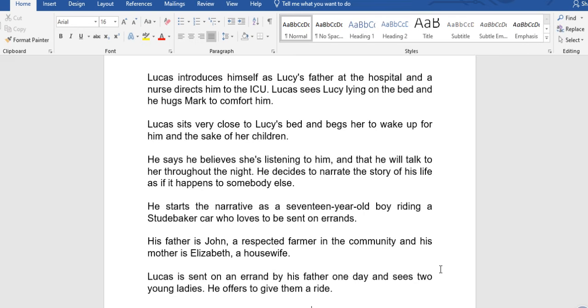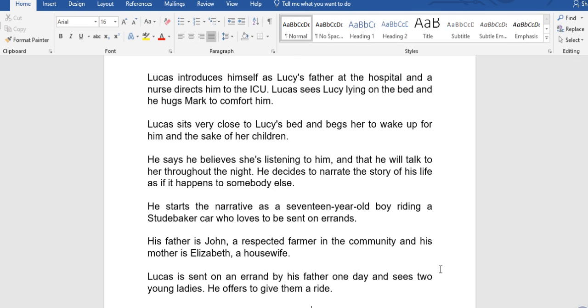Lucas is narrating his own life history here, but he presents it as if he's narrating somebody else's life history. So he makes use of third-person narrative techniques while narrating his own story. He's supposed to make use of first-person narrative techniques, but he presents it as if he's narrating somebody else's life history. Now, he believes that Lucy will be listening to him, and by that, she could come around. She's in a coma, so he believes that through the narrative, Lucy can come around.